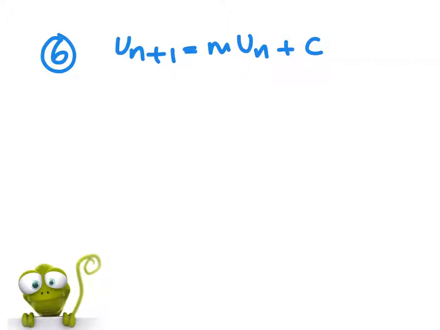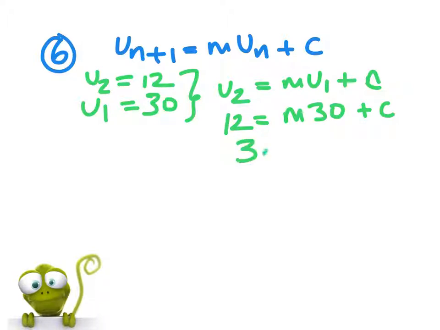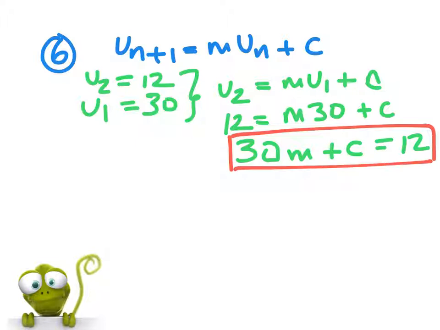Question 6. Here's your recurrence relation. You know that U2 is equal to 12. You know that U1 is equal to 30. So you plug both of these values into U2 equals M U1 plus C. So you end up with 12 equals M times 30 add C, or rearranging it, 30M add C makes 12. And we're going to store that answer for a minute or two.